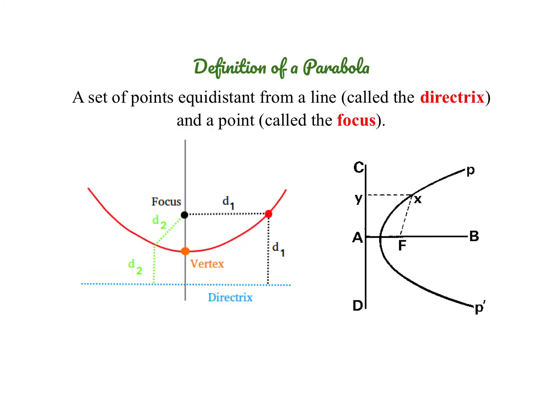So today we're going to learn about a more technical definition of a parabola, and we're going to learn about some new characteristics of parabolas. So by definition, a parabola is a set of points that is equidistant from a line, which we call the directrix, and a point, which we call the focus.